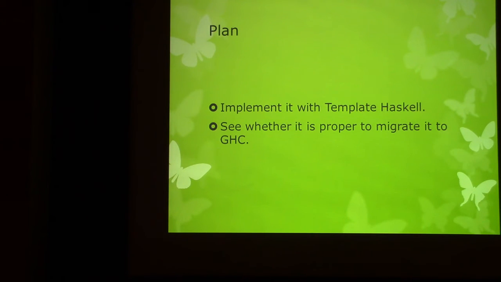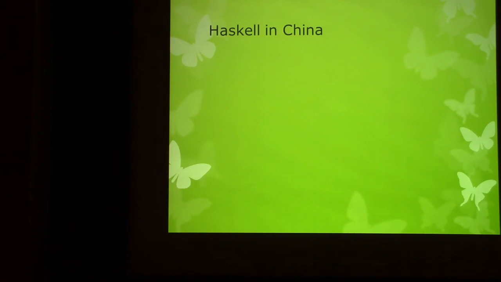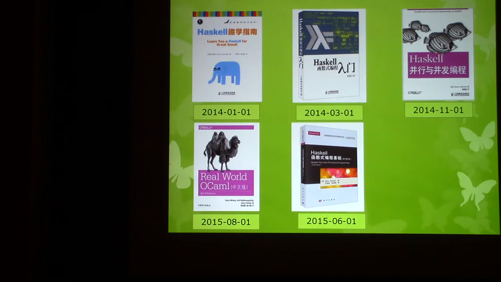And after that, I discussed with Yang and talked a little bit about Haskell in China. In Haskell in China, we have published a lot of books since 2017, I think. The first, the translation of Learn You a Haskell, was translated and published on the first day of 2014, and the next.